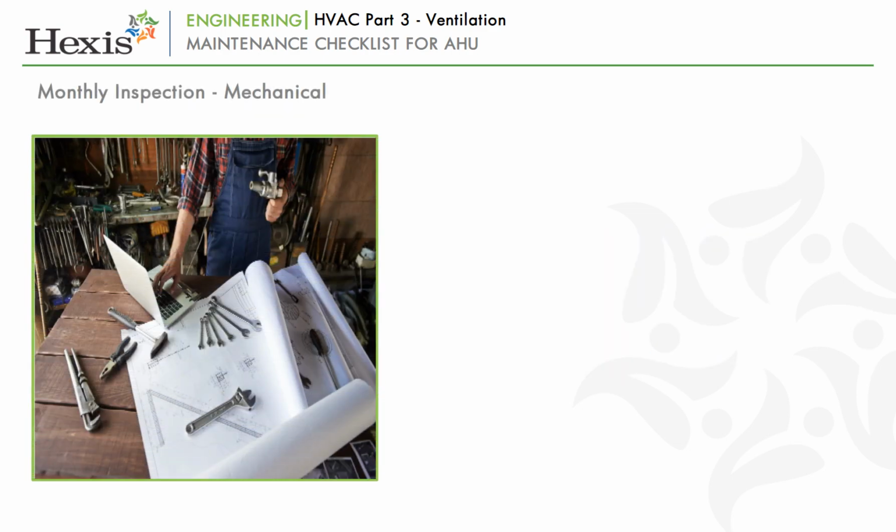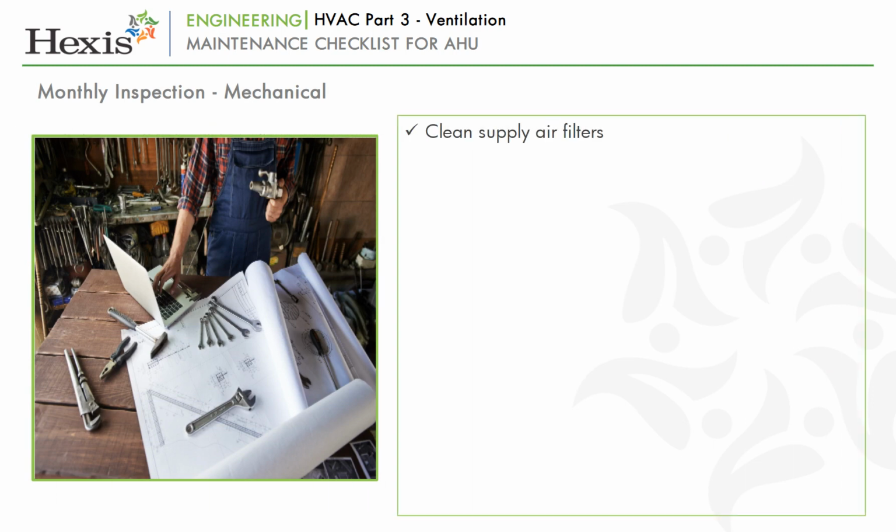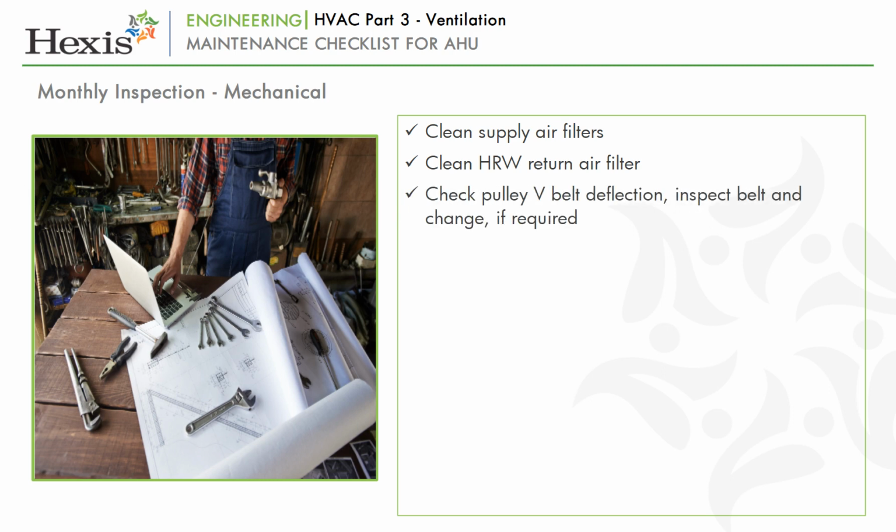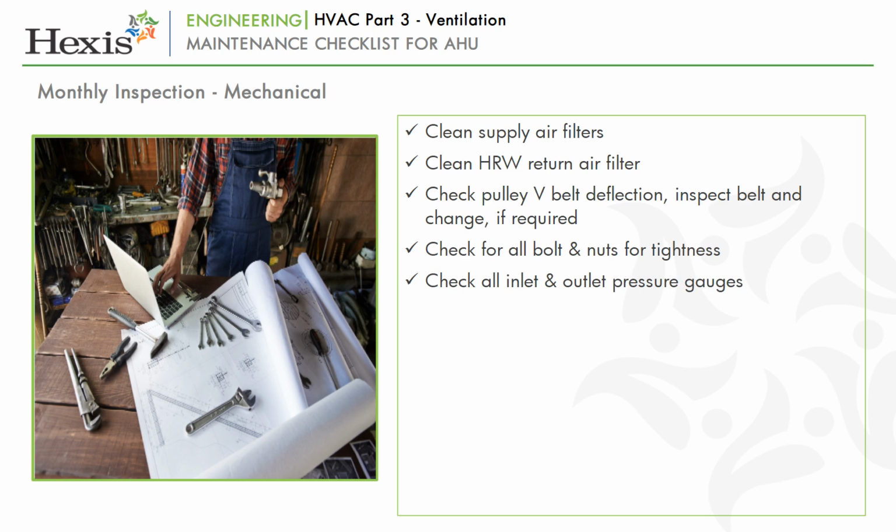Now let's look at the mechanical inspection checklist. Clean supply air filters. Clean HRW return air filter. Check pulley V-belt deflection. Inspect belt and change if required. Check for all bolt and nuts for tightness. Check all inlet and outlet pressure gauges. Check all the valve operations.